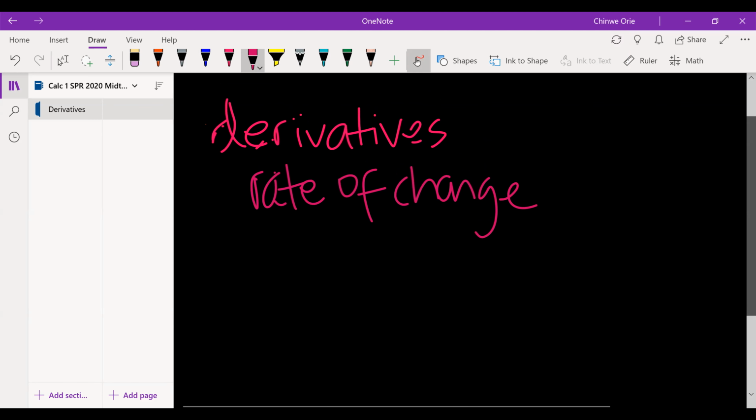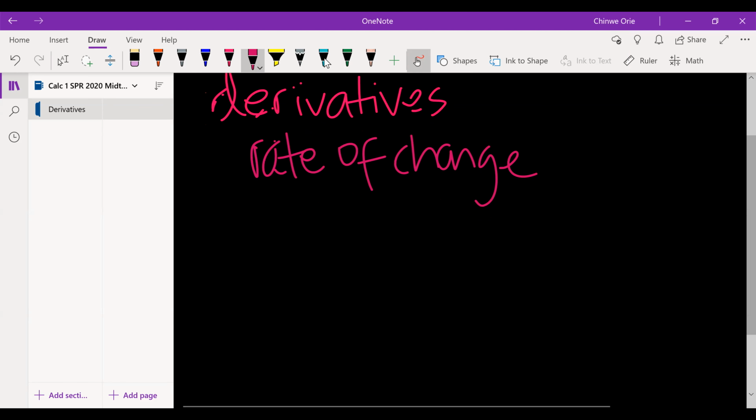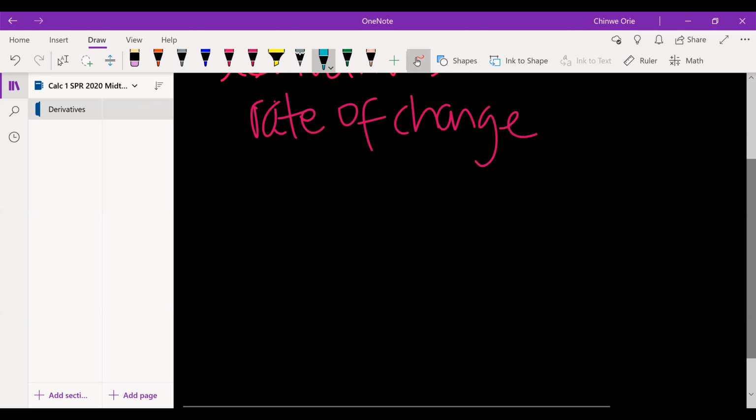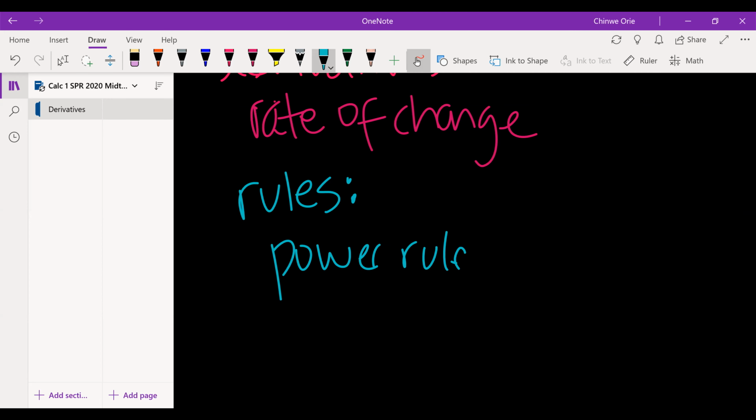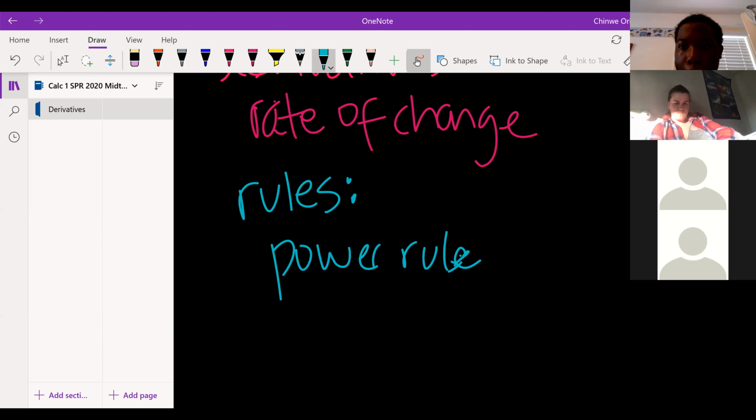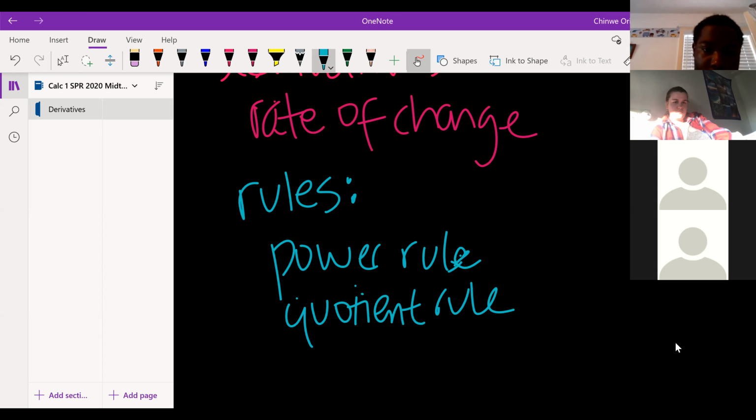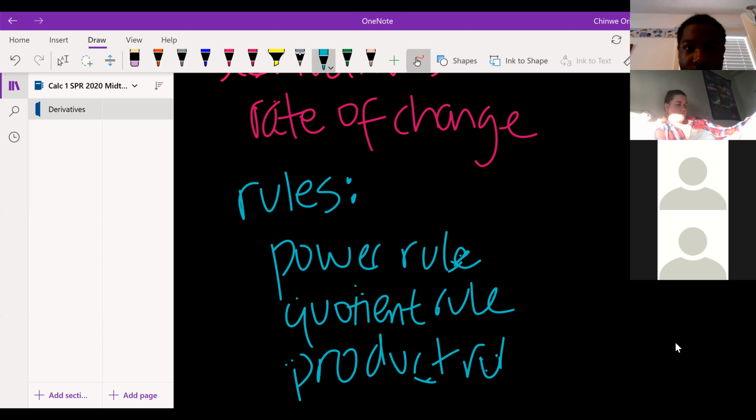We can start off by talking about the power rule. Anybody know any other rules that we want to throw out there? Quotient rule. Product rule. One last rule that's really important: chain rule.